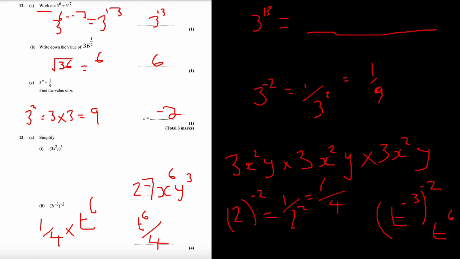So where did t to the 6 come from? When I've got a power raised to another power, I multiply the indices together. So -3 times -2 is +6. Okay, so that is where that +6 has come from. So a quarter times t to the 6 is just t to the 6 over 4, or a quarter t to the power of 6.